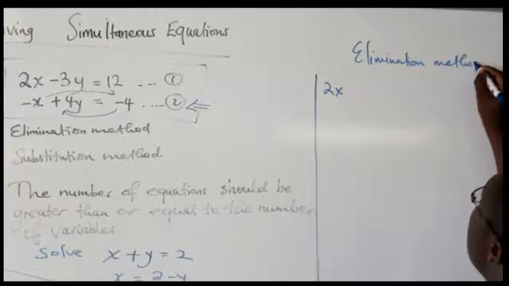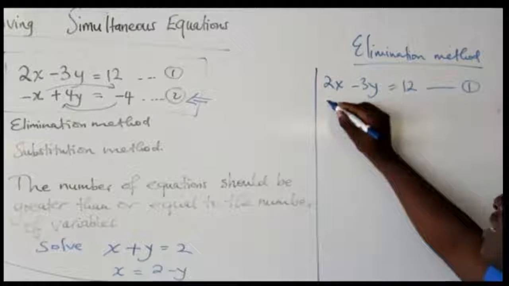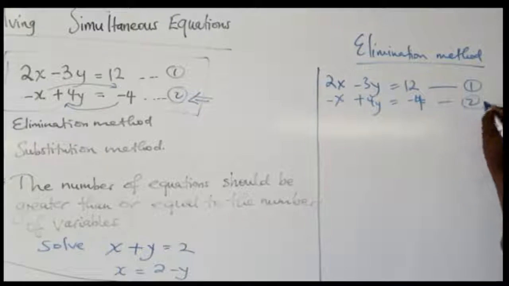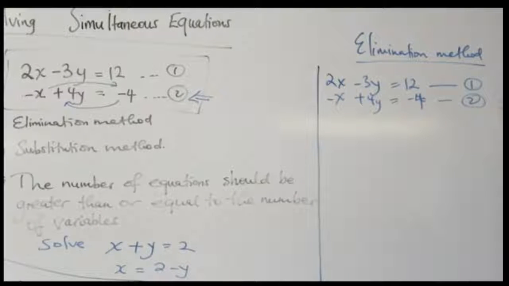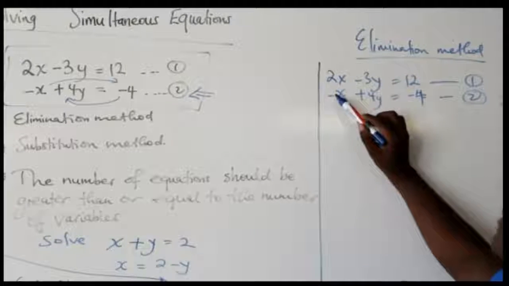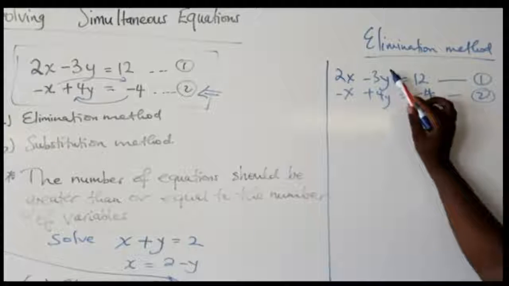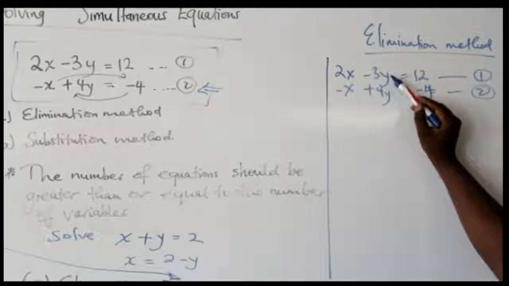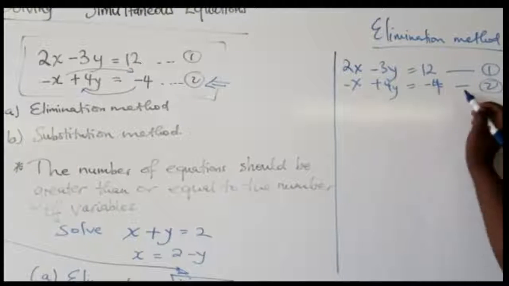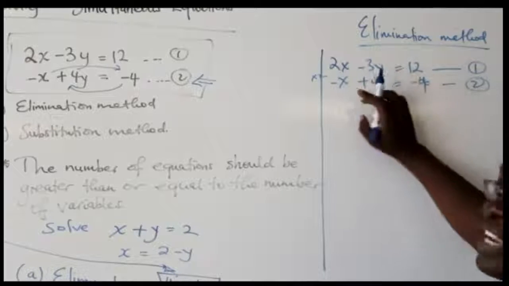Elimination method. Where we're saying 2x minus 3y is equal to 12. That's equation 1. And negative x plus 4y is equal to negative 4. That's your equation 2. So what we're going to do here is try to make one of the combinations equal. So if it's 2x, I want to make this 2, so that if I add them, I get 0. Or I can play around with this, get the lowest common multiple, and if I add or subtract them, I get 0. So the easiest thing to do is to multiply the whole of equation 2 by 2, and I'm going to get a number that will make me able to eliminate x.